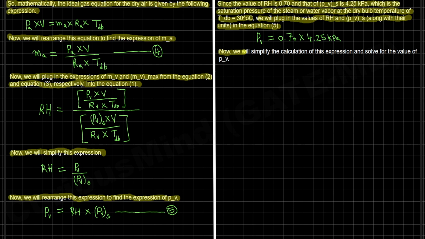Now we will simplify the calculation of this expression and solve for the value of PV. So after simplifying the calculation, we have the value of the partial pressure of the water vapor of the moisture in the room.